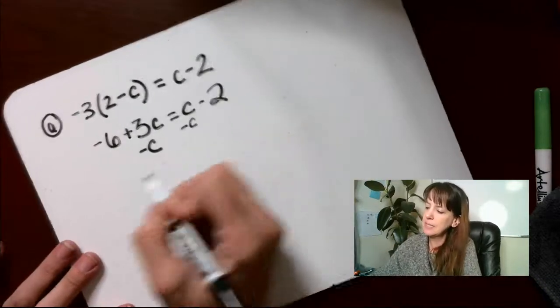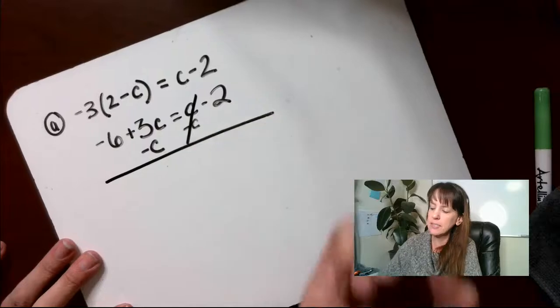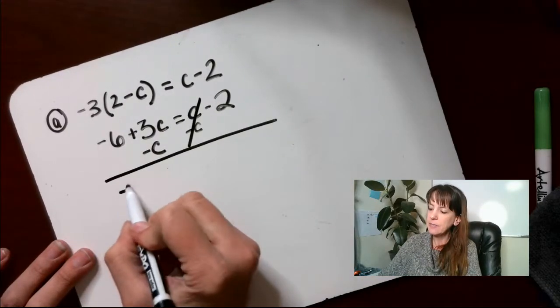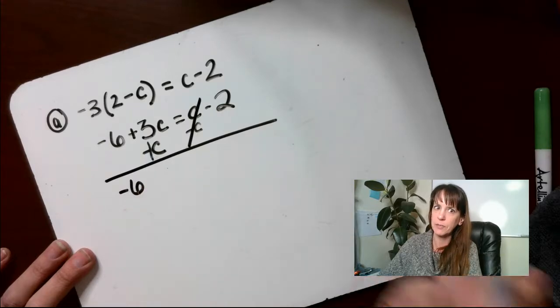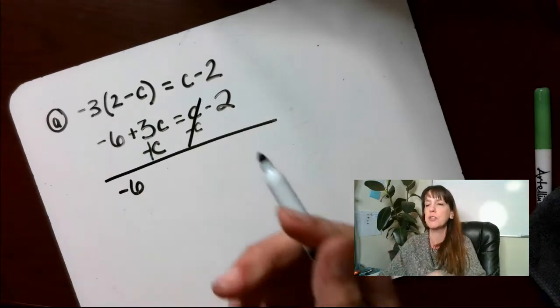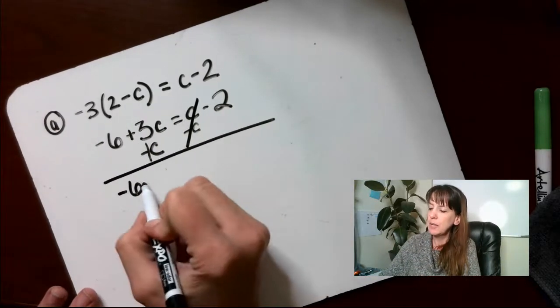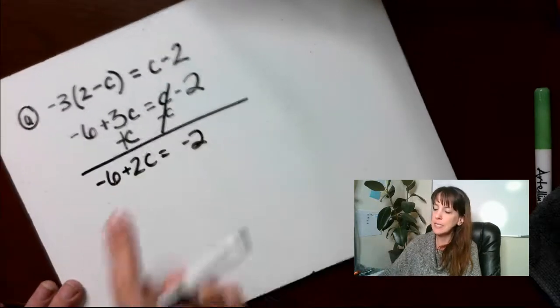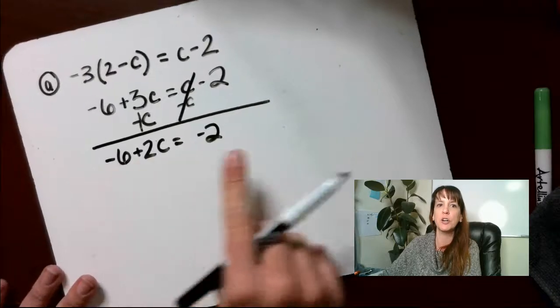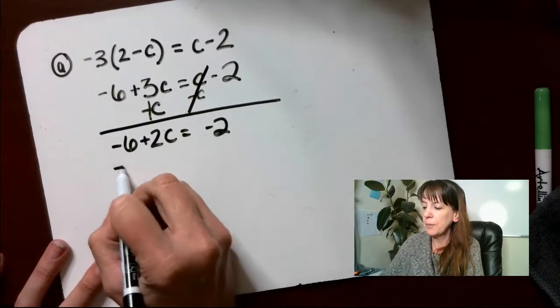Minus C, draw my line, cancel these guys out. Negative 6. Now, 3 minus, and remember there's a 1 here. If there's no coefficient, it's always a 1. So it's going to be plus 2C equals negative 2. Let's take this negative 6 and we're going to move this chunk over to the other side. So plus 6.